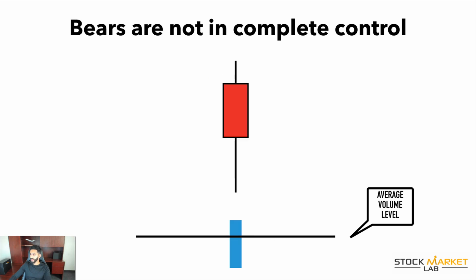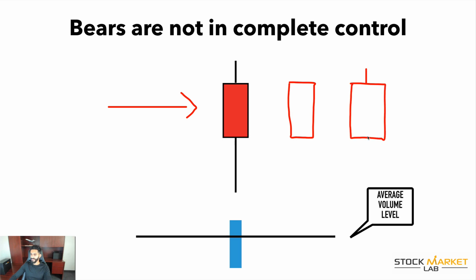Now, if you look at one more example, you can see people look at the body and they're like, oh, it's red. Bears are in control. No, bears are not in complete control. There's a difference between seeing a candle like this or a candle like this right here. There's a difference in all three of these candles, right? This one is showcasing buyers had some sort of control and they were able to bring the price up. Buyers brought it up a little bit, not a big deal. Buyers were able to drive the price up, right? This is a weak candle, not a strong candle.